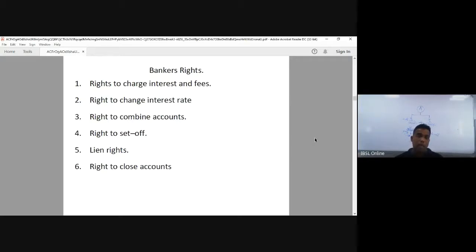So therefore, even though the right to set off is there for the banks, exercising the right to set off is subject to certain limitations. That is why we take a letter of set off. If I agree to set off account number 1 against account number 2, then thereafter I can't challenge, because I have given that right to the bank in writing. So that is why we are taking a letter of set off.